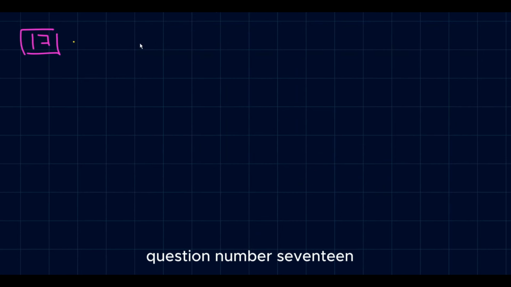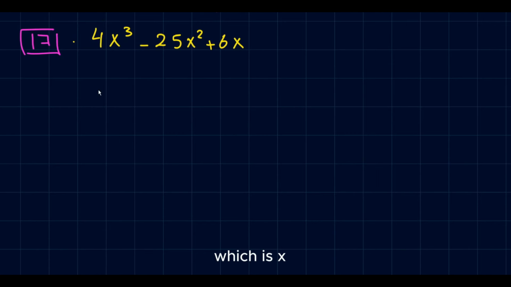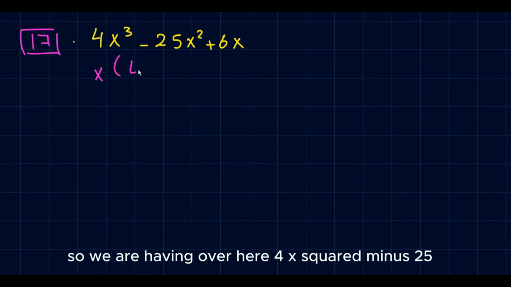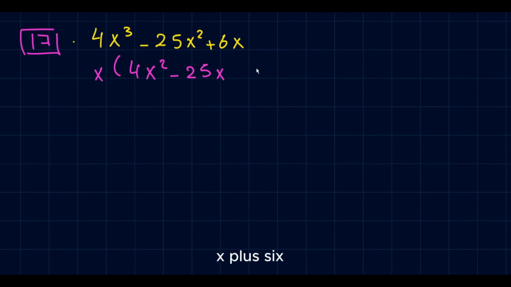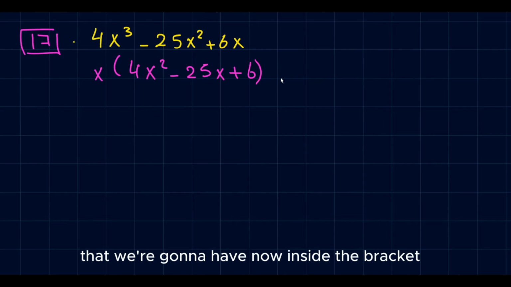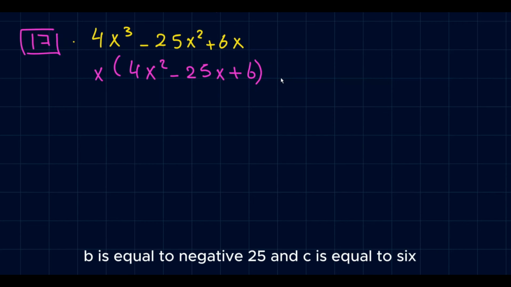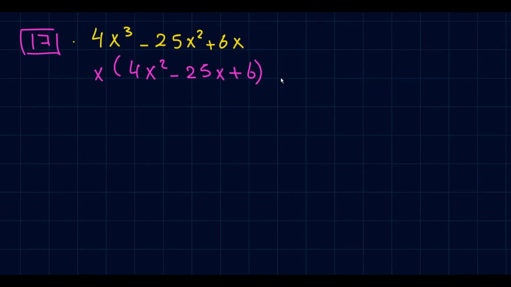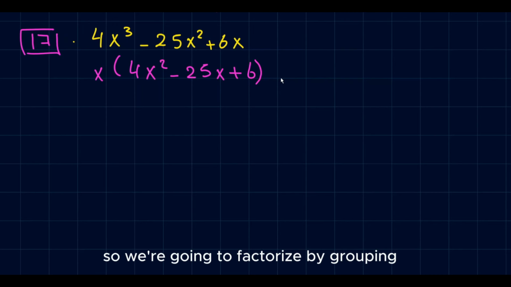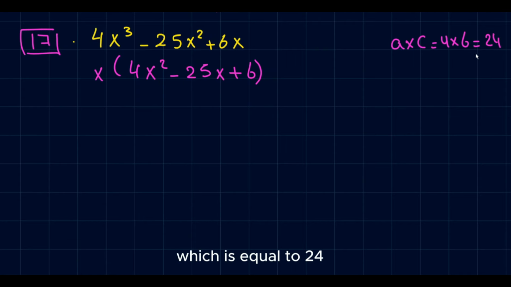Question number 17. Step 1, we're gonna find the greatest common factor, which is x. So we are having over here 4x squared minus 25x plus 6. Step 2, let's focus on the quadratic inside the bracket. We're gonna have a is equal to 4, b is equal to negative 25, and c is equal to 6. So we're gonna factorize by grouping, and the first step is a times c is equal to 4 times 6, which is equal to 24.